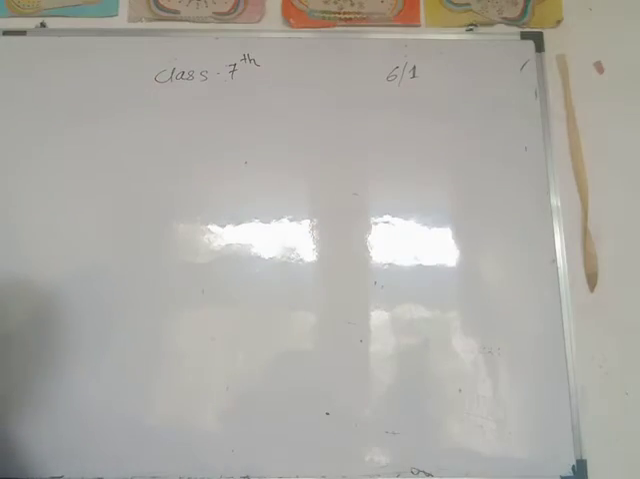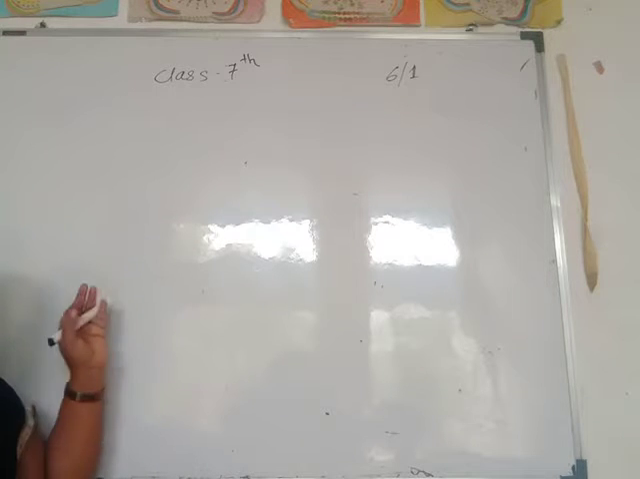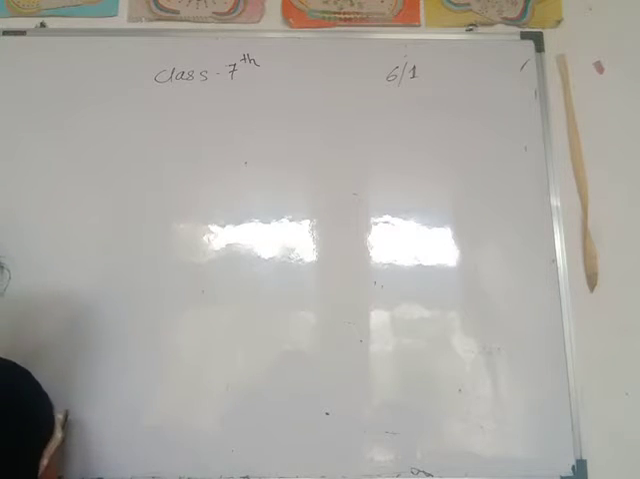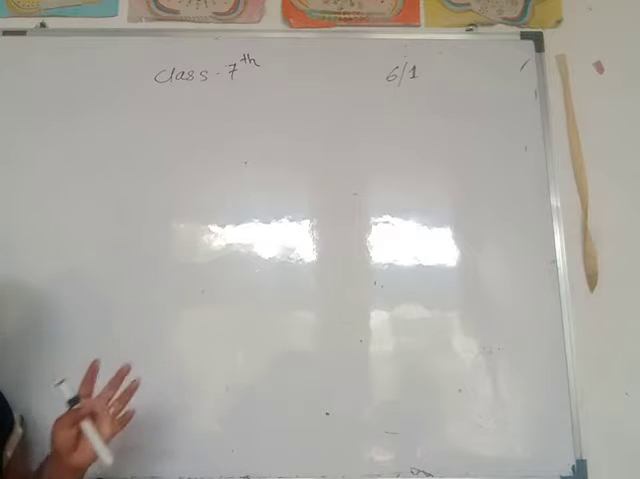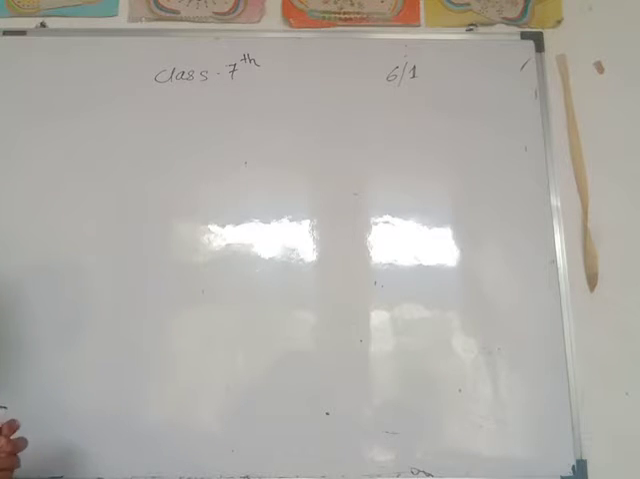Pythagorean triplets. If in a triplet of natural numbers, the square of the biggest number is equal to the sum of the squares of the other two numbers, then the three numbers form a Pythagorean triplet.